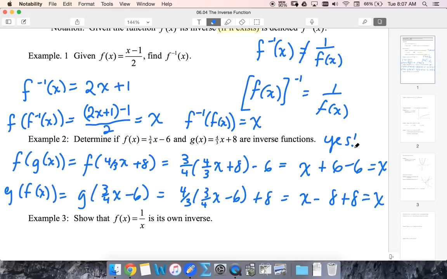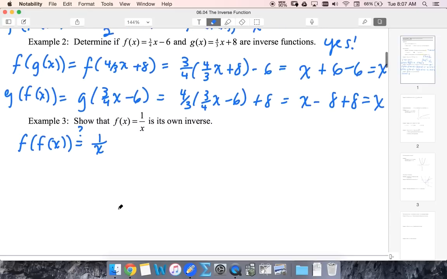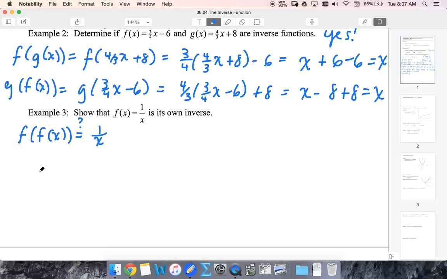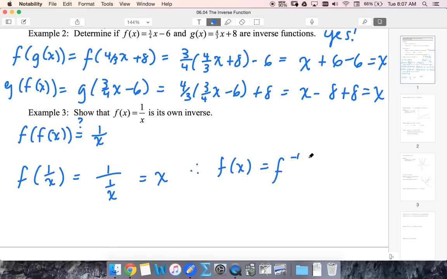All right. Show that f of x is its own inverse. Well, that implies that f of x is going to equal 1 over x. So if it's its own inverse, it will. So this is our question mark. So let's look at that. F of x, that's f of 1 over x. 1 over x does equal x. Therefore, f of x equals f inverse of x. So it is its own inverse.